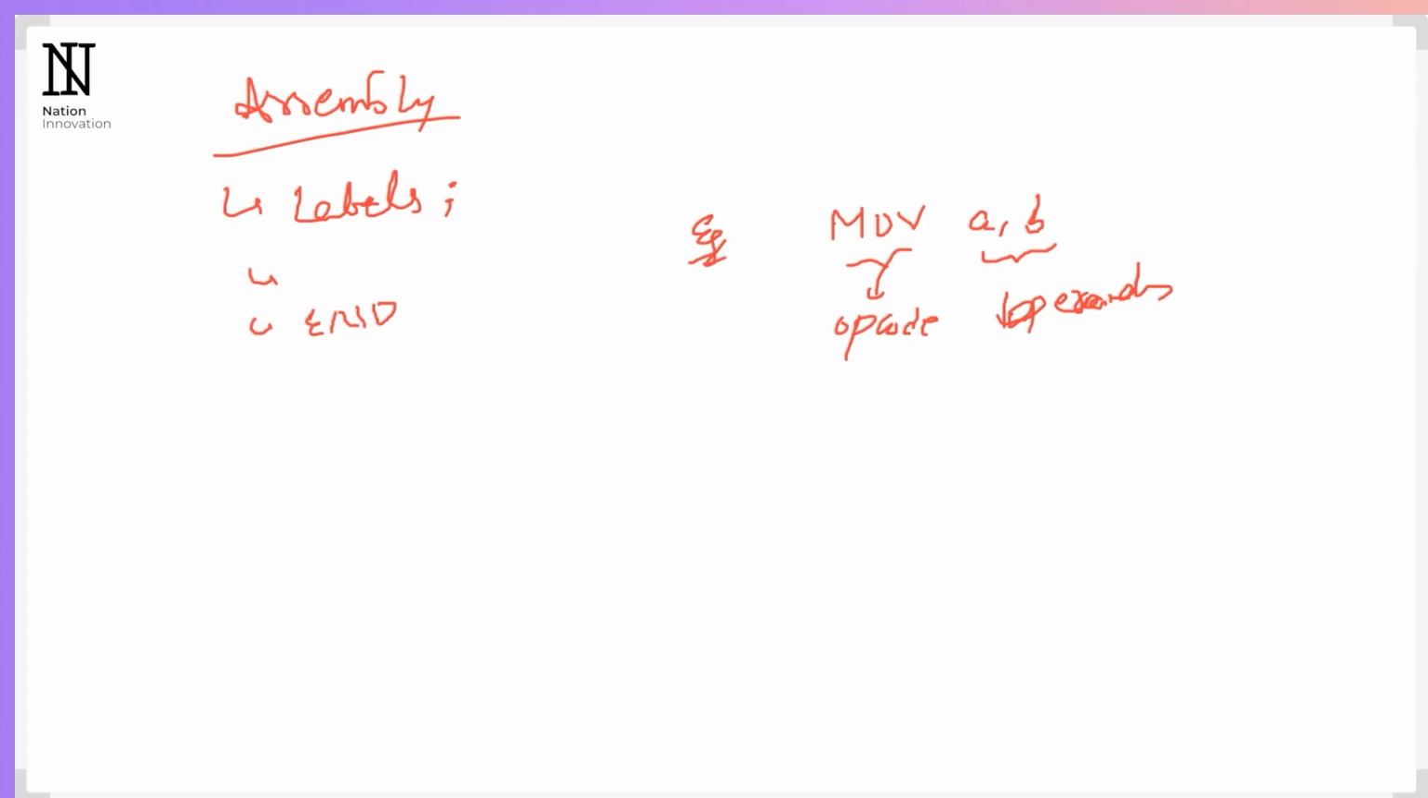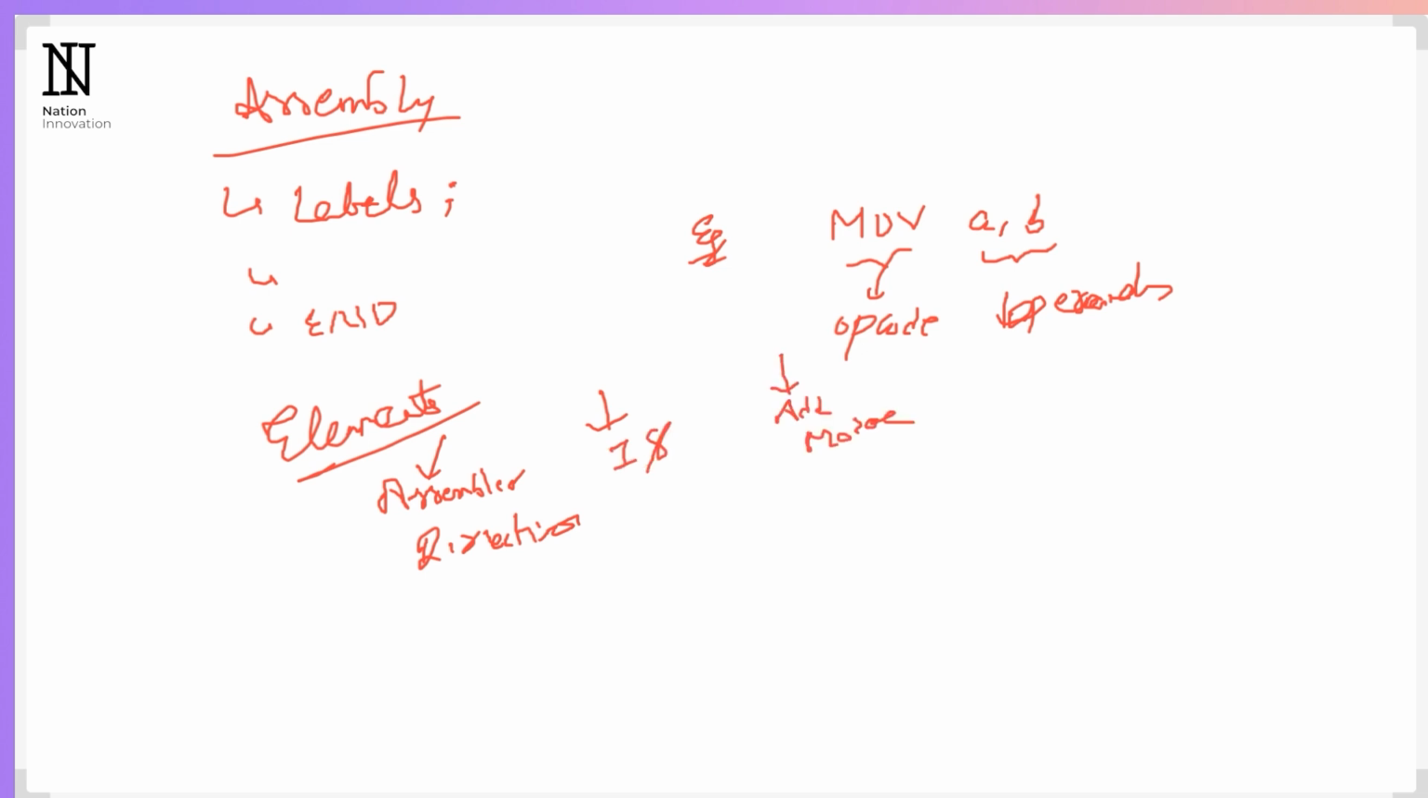Then we have elements of assembly language programming. There are basically three. First is assembler directives. Then we have the instruction set. Then we have addressing modes. Now assembler directives. The assembler directives give directions to the CPU. The 8051 microcontroller consists of various kinds of assembler directives to give direction to the control unit.